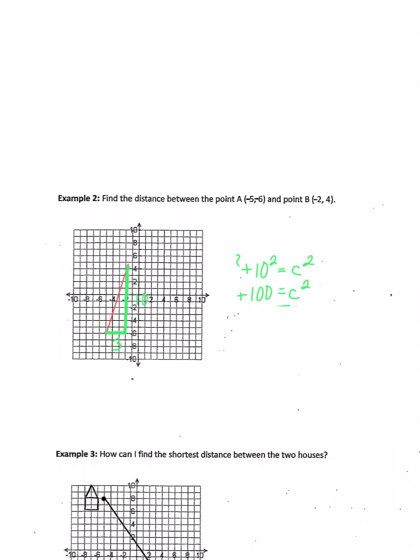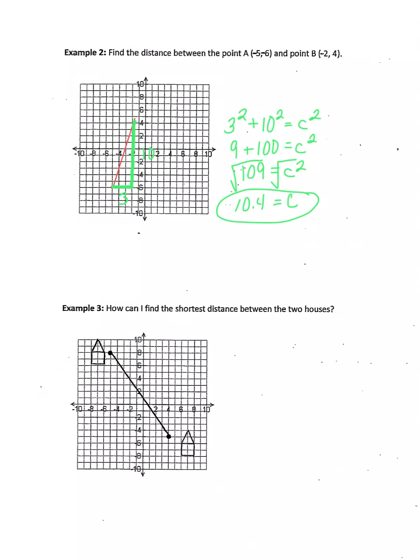Then I take the square root of each side. I use my calculator and I got c equals 10.4. Remember, the hypotenuse should be the longest side, and 10.4 is longer than both 10 and 3, so my answer makes sense. Now let's look at example 3.